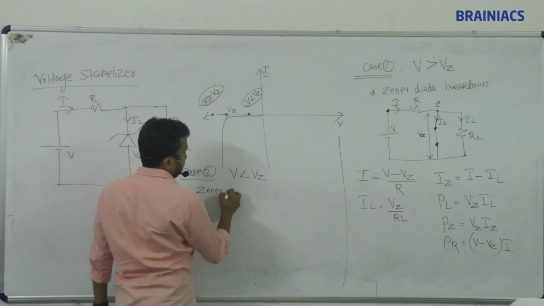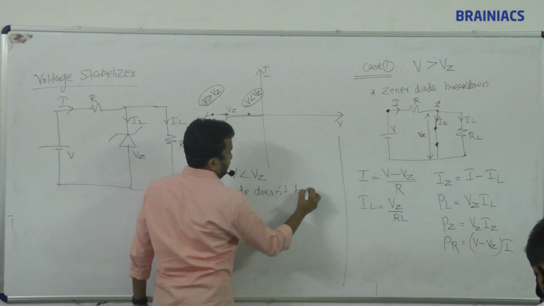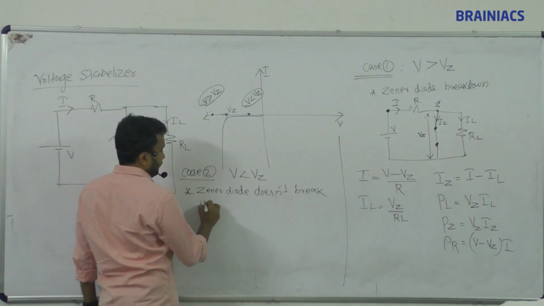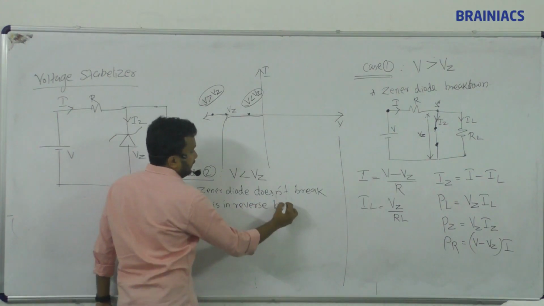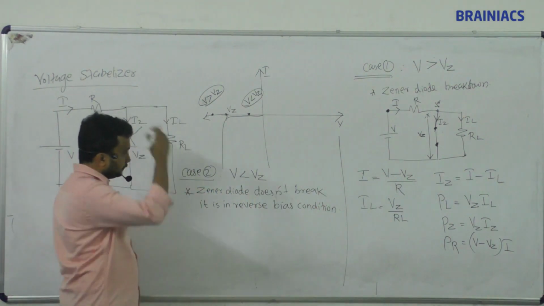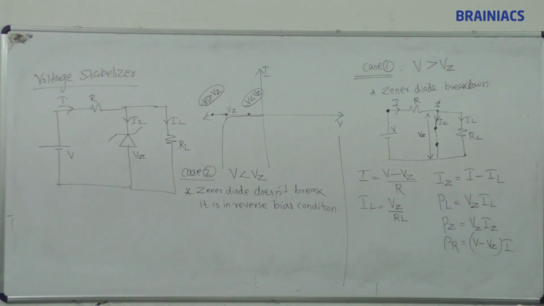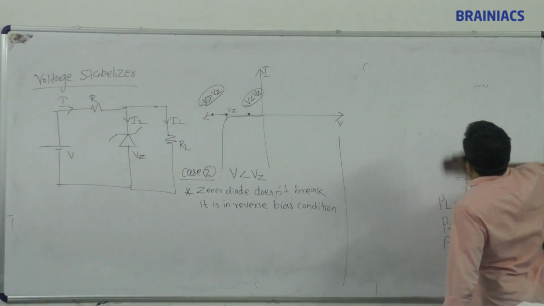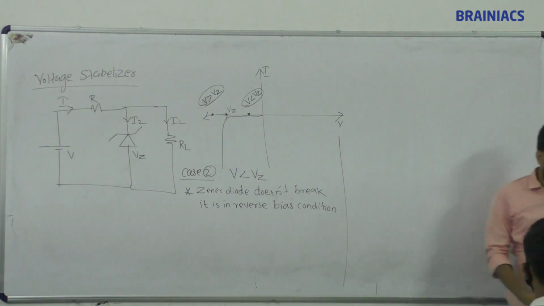The Zener diode doesn't break down. It is in reverse bias condition. This side is already written, right? Yes. It's already in reverse bias condition.